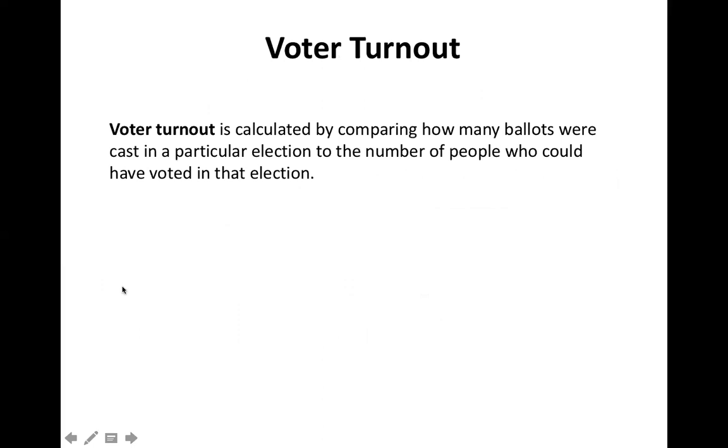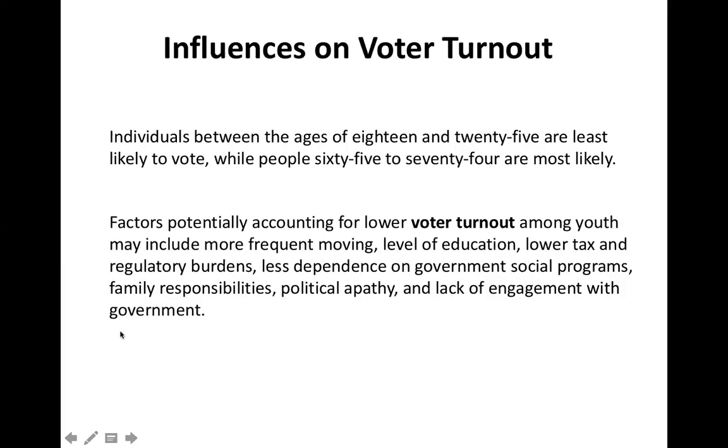But then we look at, like we looked at earlier, voter turnout versus how many people can vote. Voter turnout is calculated by comparing how many ballots were cast in a particular election to the number of people who could have voted in that election. And what influences this turnout? A lot of people will say they vote in the important elections, those are the presidential elections. But I would argue to you that every election is important.